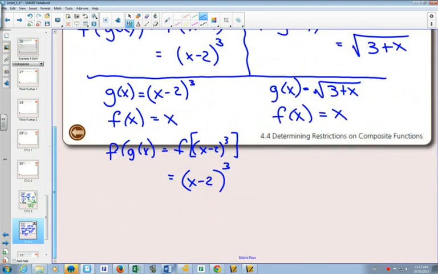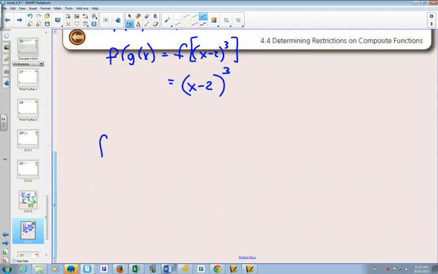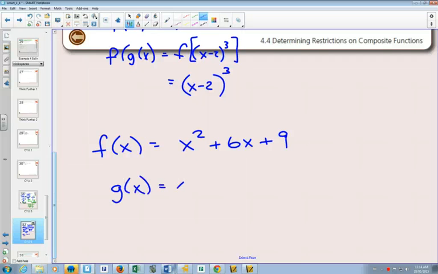A hard to see composition one? Something like this. My function inside, I would say, is x plus 3. My function outside is x squared. Because if you were to factor this, that would be x plus 3 squared.